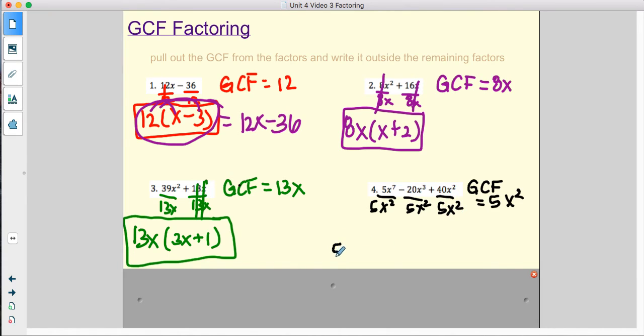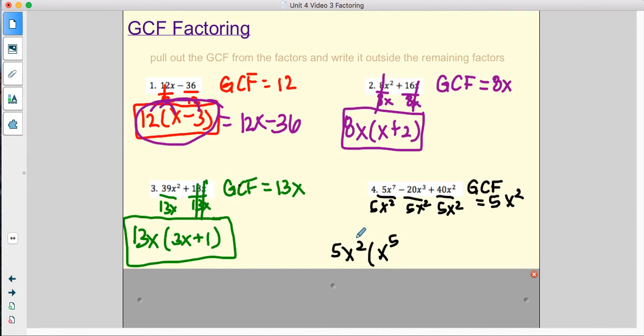So I write that GCF in front. And then I would say 5 divided by 5 is 1. x to the 7th divided by x squared. So think back to when you did rules of exponents, probably been a while. But I always take the smaller exponent and subtract it from the larger. So 7 minus 2 is 5, so I would have x to the 5th.